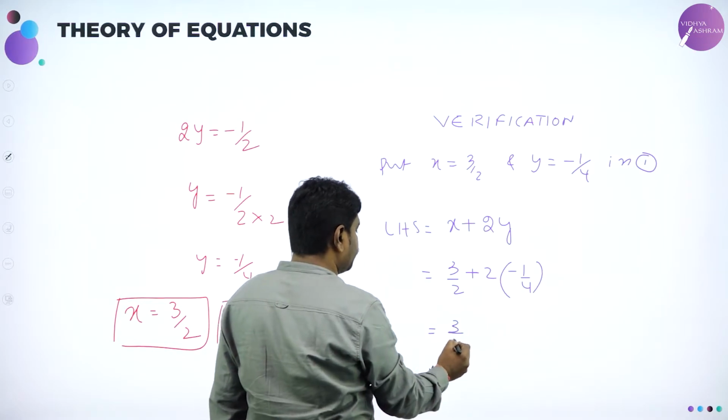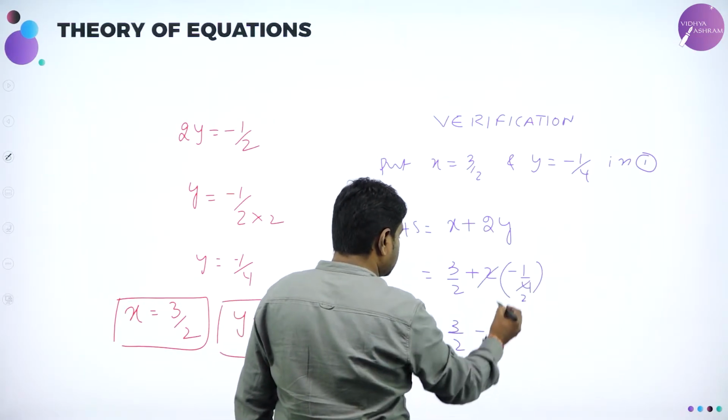That is 3 by 2. 2 1s are 2 2s are. Plus into minus is minus 1 by 2.